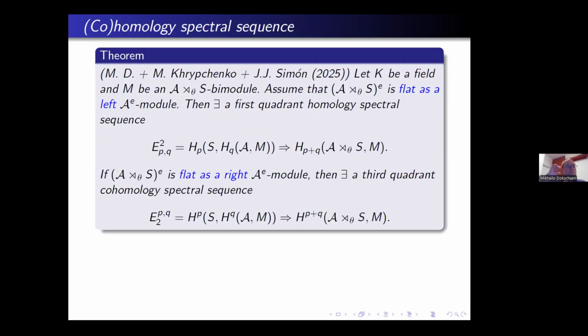And so our result for the spectral sequence is as follows. Here I will assume that K is a field.